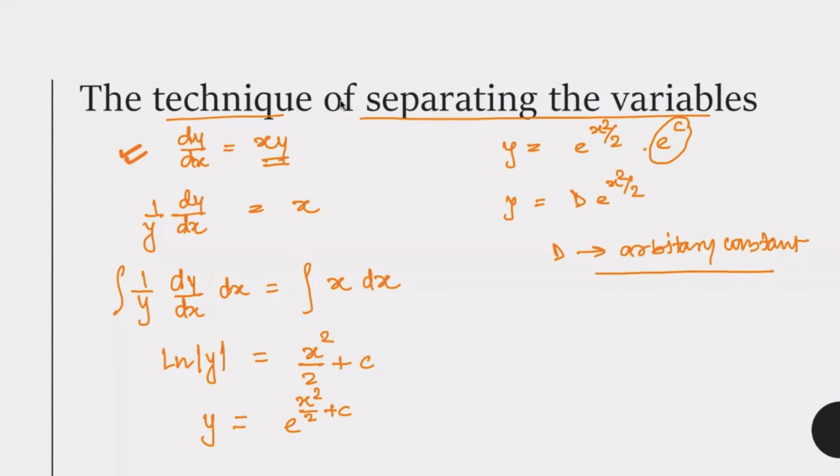Okay. Now, what about the particular solution? Okay, we got the solution, which is the general solution. What do we mean by particular solution? So let's understand the difference between a general solution and a particular solution. So I'll take a simple example.